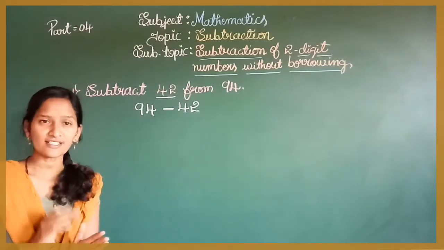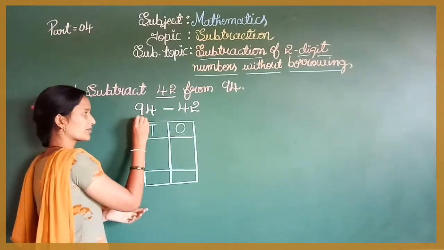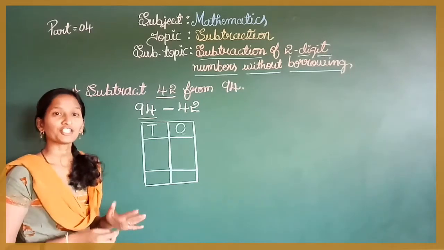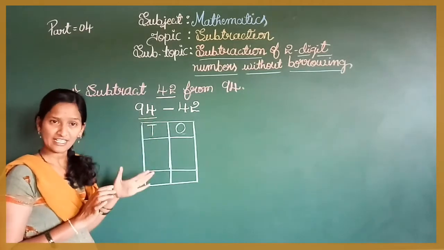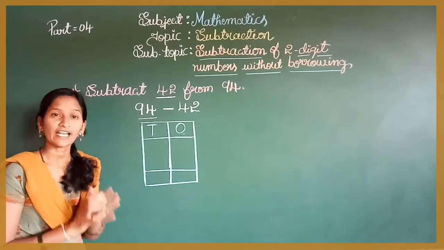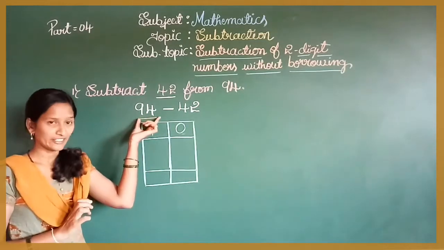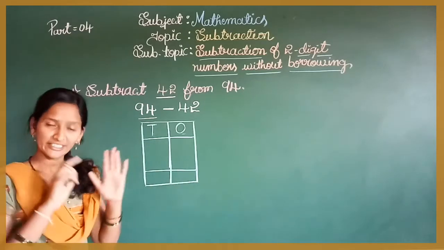Okay. So the next step is you have to write these two numbers in separate columns of ones and tens. Children, look here. So here the first number, 94. Okay. In subtraction, you always write down the first number, this 94, at first. Means you always write the bigger number at first. In these two, which is the big one? 94 is the big one. Right? So write the 94 at first.